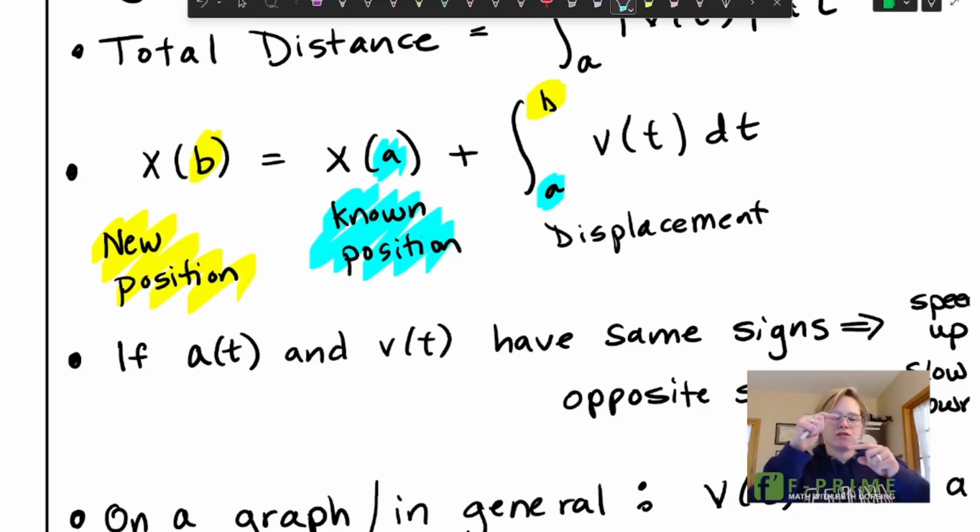And just remember, if your limits are ever kind of feeling backwards, so instead of going from 0 to 5, you flip them around and you end up going from 5 to 0, like you're going back in time, it's okay. That integral will give you a negative displacement because you'll be moving backwards, and it'll all take care of itself. So just simply using the formula as it is going to get you that answer that you need.